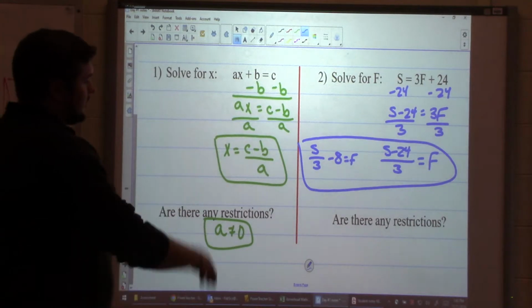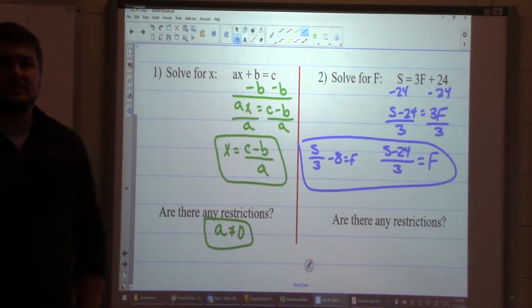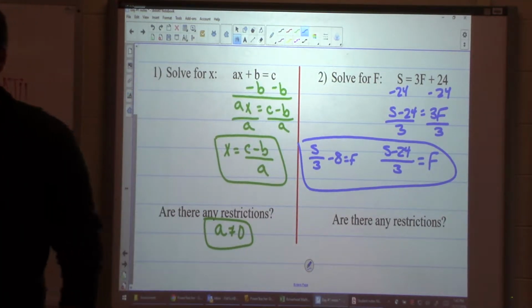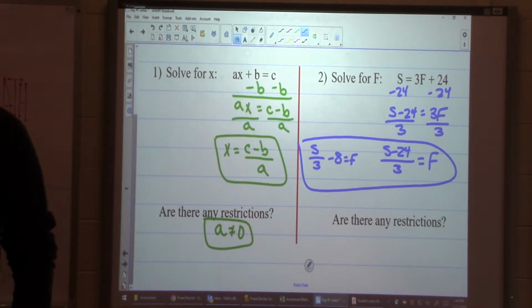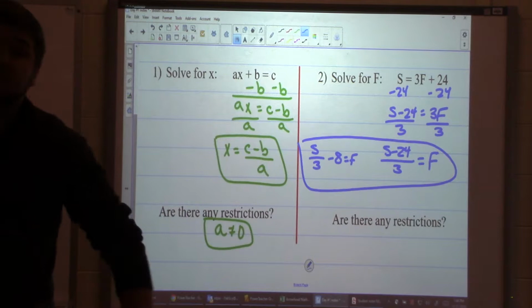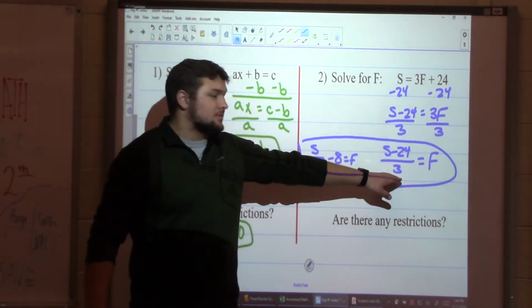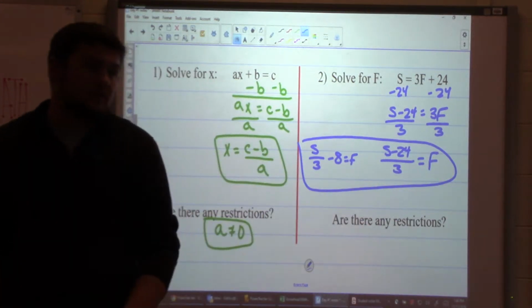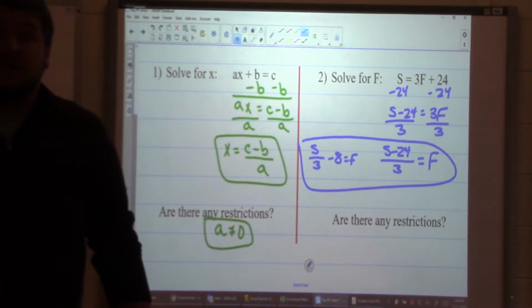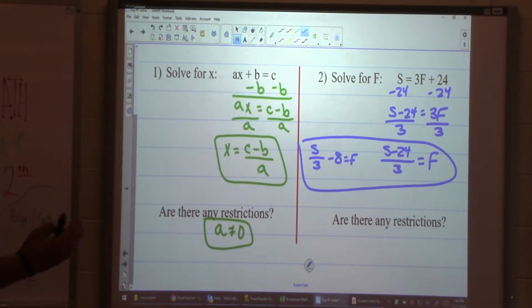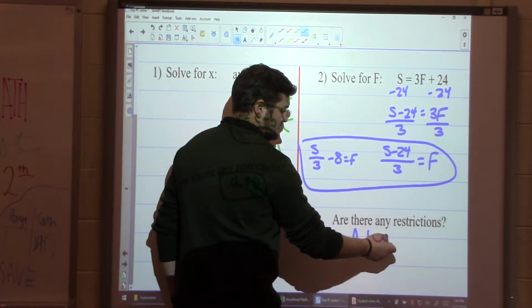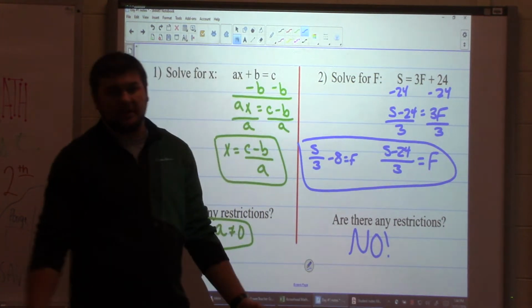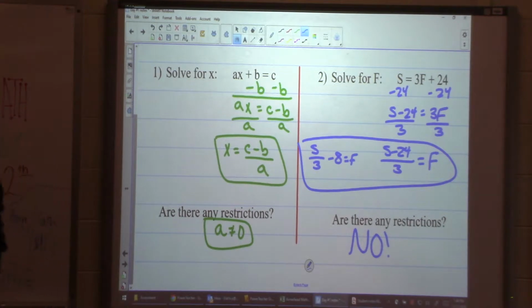Good. Are there any restrictions? No. Why not? I have a denominator. Yeah, but there's no variable. There's no variable, right? It's just a 3. Is there any way this 3 is magically going to change to 0? Not unless there's a variable there. So, are there any restrictions? None. Aren't any. Alright, does that make sense?